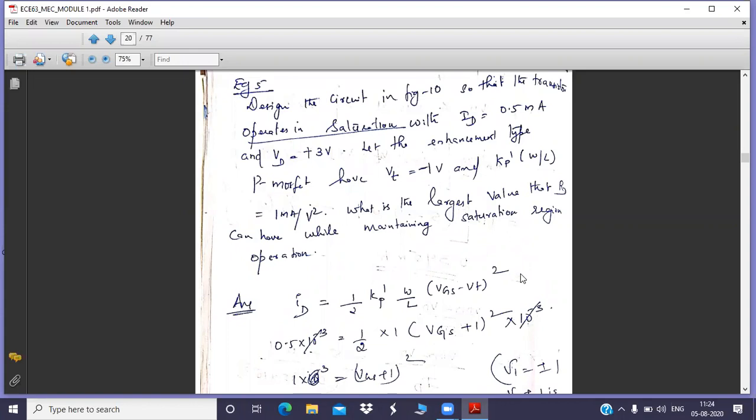But in this particular case, already in the question, it is given that the region of operation is saturation. So directly you can start with the equation corresponding to the given region. Here ID is given as 0.5 milliamps, VD is 3 volts, and another difference is here the MOSFET is PMOS.